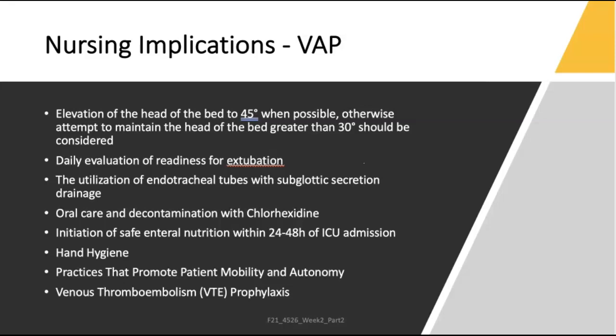Oral care and decontamination with chlorhexidine is another way to decrease VAP. Initiation of safe enteral nutrition within 24 to 48 hours of ICU admission to boost the immune system. Hand hygiene, ensuring that you're promoting patient mobility and preventing venous thromboembolism with VTE prophylaxis. So that can lead to pulmonary embolism, which can add to ventilator-associated pneumonia.